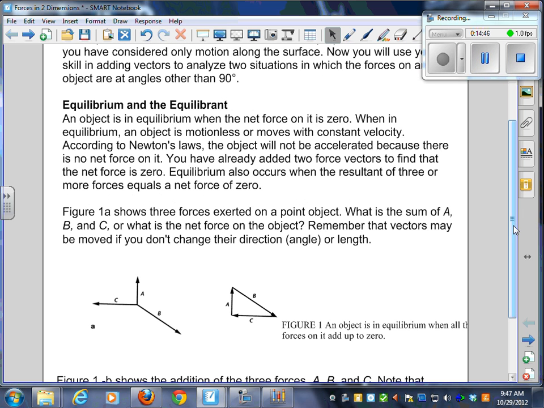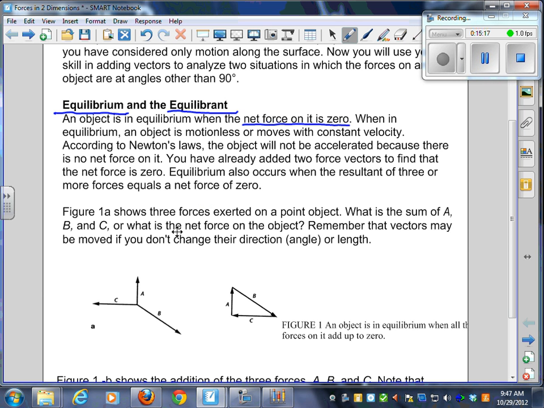Here's 2 new words for you. Equilibrium, that you've already heard, and the equilibrant. An object is in equilibrium when the net force on it is 0. When in equilibrium, an object is motionless or moves with constant velocity. According to Newton's laws, the object will not be accelerated because there is no net force acting on it. You've already added two force vectors to find that the net force is 0. Equilibrium also occurs when the resultant of 3 or more forces equals a net force of 0.